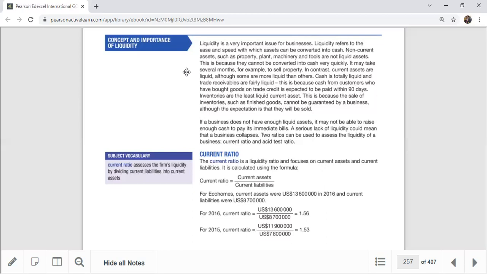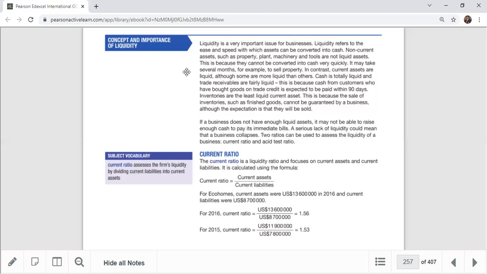So cash in hand is a 100% liquid asset, because cash in hand is always readily available cash with you, right? But the least liquid asset in the current asset section is inventory, because inventory also takes some time to convert into cash. So liquidity means the ease and speed with which assets can be converted into cash.